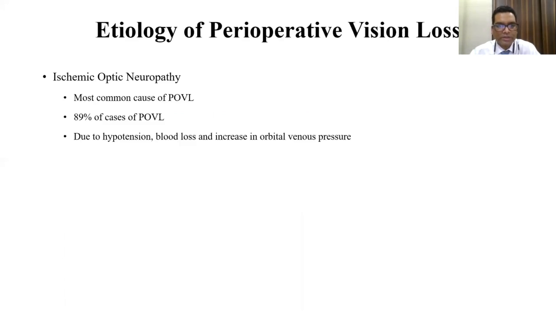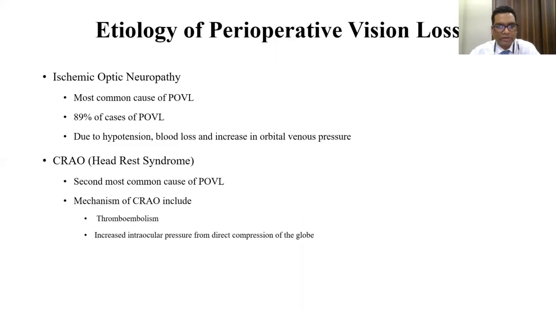Ischemic optic neuropathy is the most common cause of perioperative visual loss, in 89% of cases, and this is mainly because of hypotension, blood loss, and increase in the orbital venous pressure. Central retinal artery occlusion, also called headrest syndrome, is the second most common cause, and the mechanism is mainly thromboembolism and increase in the intraocular pressure from direct compression of the globe.